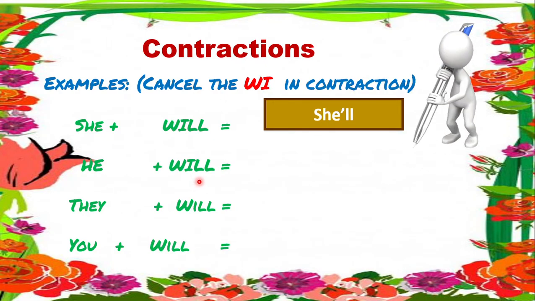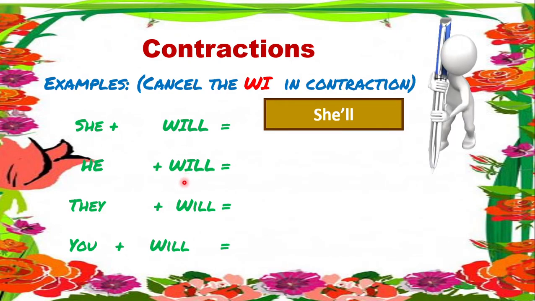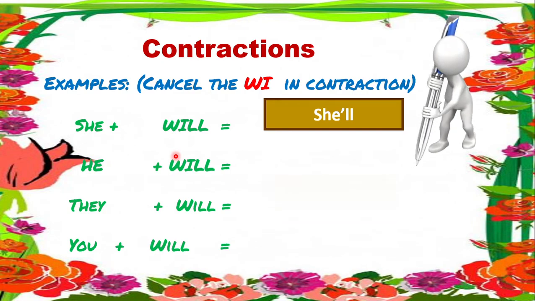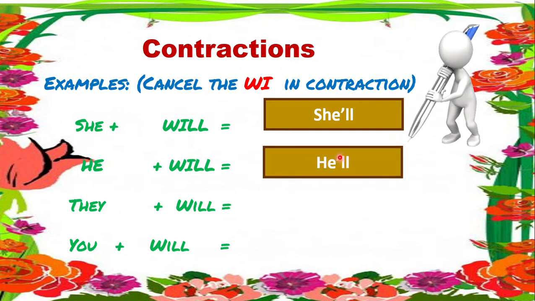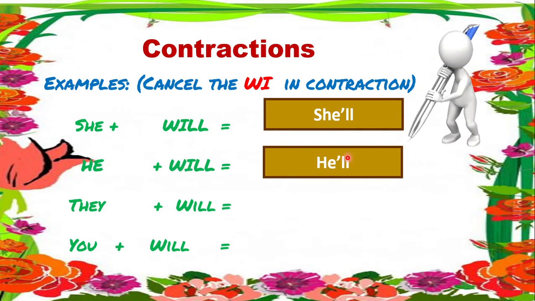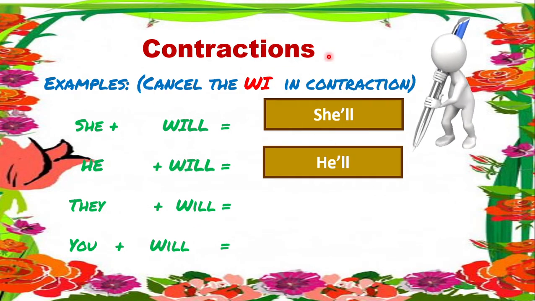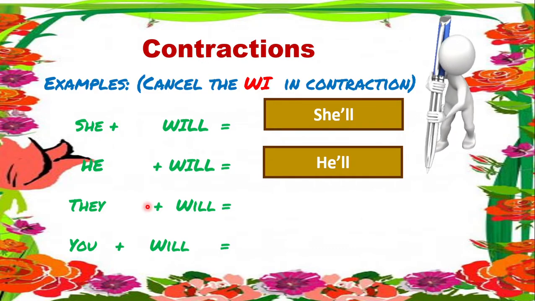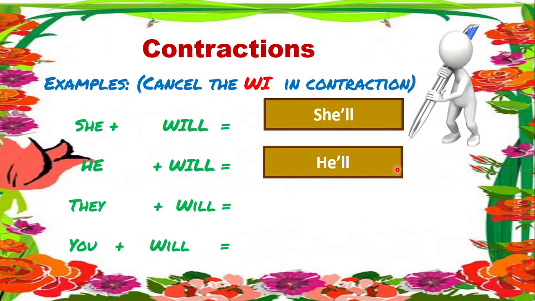He and will. Again, what do we do? With the word will, we remove the W and I and make it one word. He'll. Apostrophe. Instead of WI, remove WI and put apostrophe. So the apostrophe comes and cancels WI. He'll. He'll go to the bookstore. Instead of saying he will go to the bookstore, we can simply say he'll go to the bookstore.